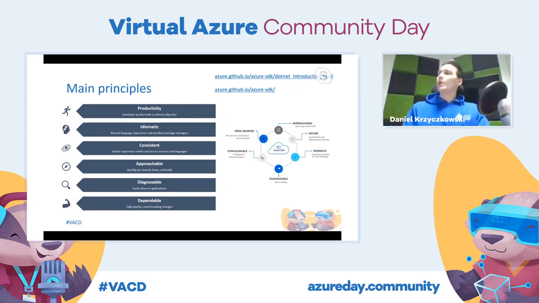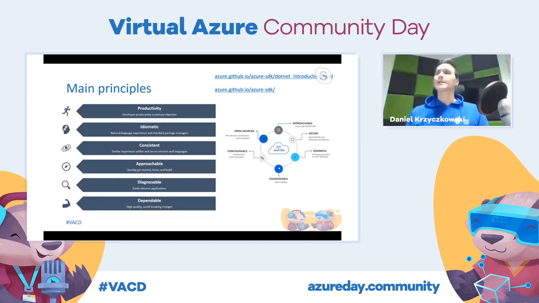The second thing is related with different languages. So if we look on the Java, on Python, on .NET, each language has some specific features, but it's good to have idiomatic Azure SDK. This SDK is following principles between different languages. And it's a natural language experience and standard package managers. So this is really important.